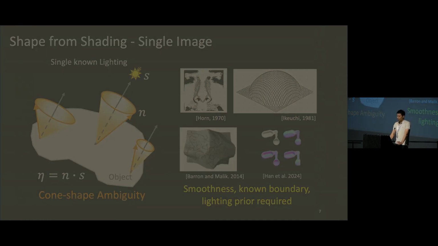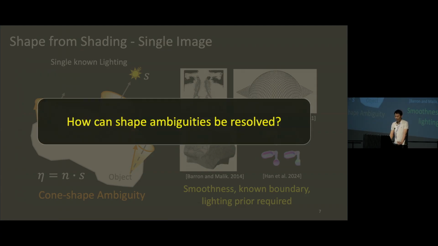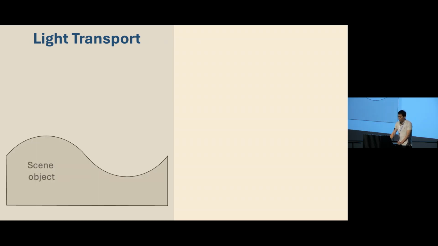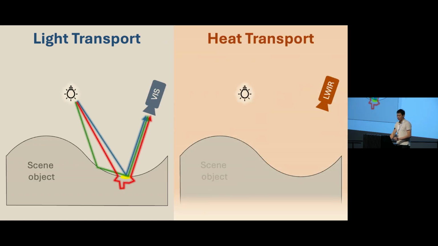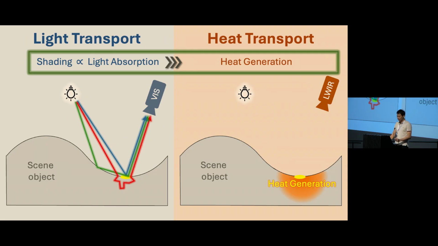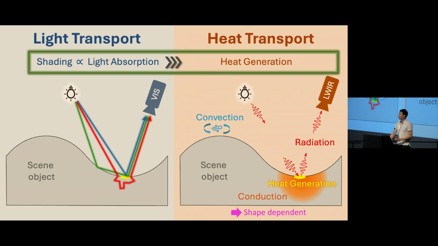So here, we aim to contribute a theoretical aspect by addressing the fundamental question: how can shape ambiguities be resolved? Let's take a look at shading carefully. In physics, shading is proportional to the absorbed light, and absorbed light becomes heat. This means shading involves light transport and heat transport. Heat transfer can happen through one of three modes, namely convection, radiation, and conduction. And importantly, heat conduction is shape dependent.